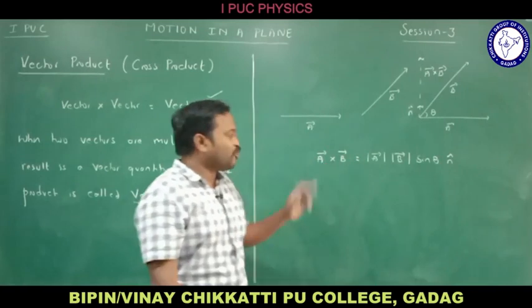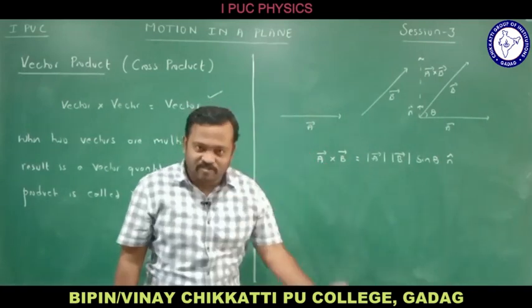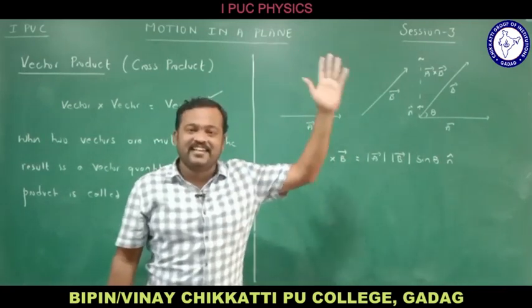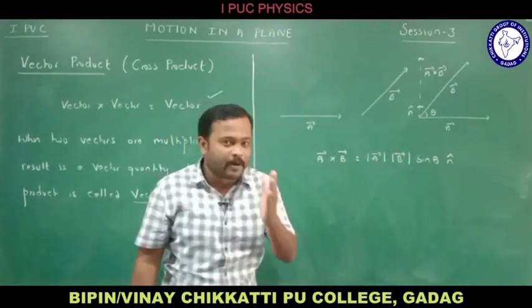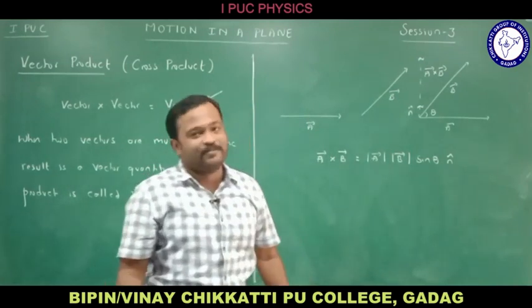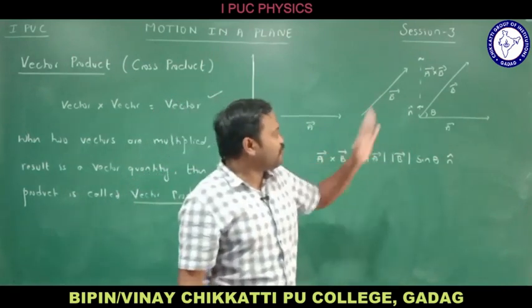So what is the formula for A cross B? Modulus of A, modulus of B, sine theta n cap. N cap is the direction of A cross B. Where is the direction of A cross B? Perpendicular to the plane containing A and B.